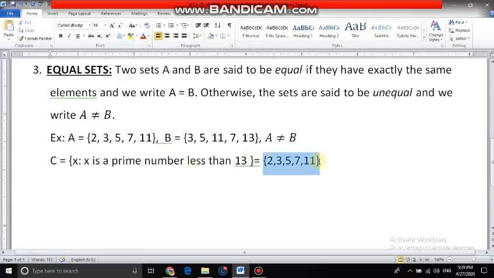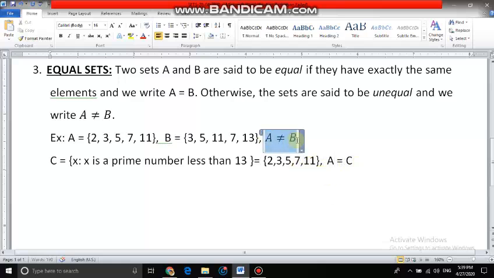Now see the elements of C and the elements of A. What do you say? Are they equal? Yes. The number of elements is the same, and each and every element of A is also an element of C. So here I can say A equals C. Actually, you have to use the capital letter to represent the set. So let me put A equals C.